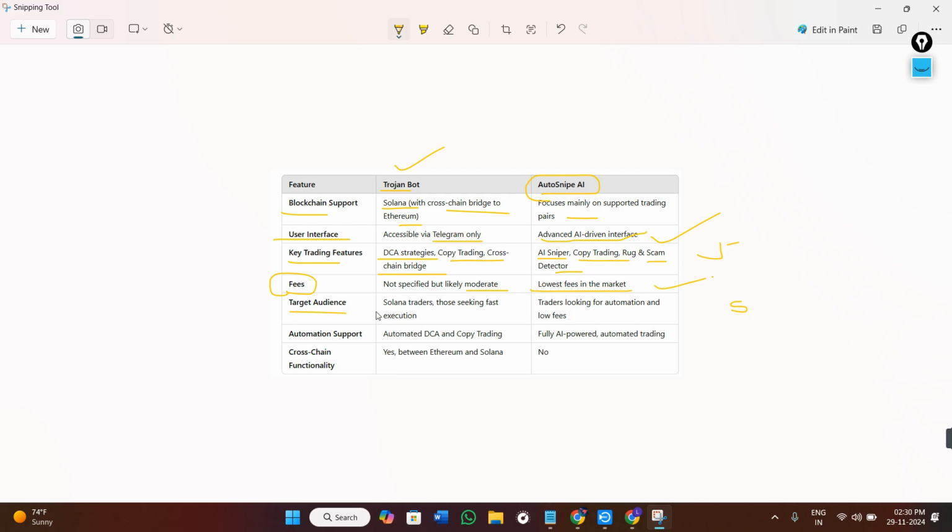Now we talk about the target audience. Trojan Bot is for Solana traders who are seeking fast executions, and Autosnipe AI is for traders who are looking for automation with the lowest fees and who want to use these types of features. Now let's talk about the automation support. In Trojan Bot you will get automated DCA and copy trading, and in Autosnipe AI you will get fully AI-powered automated trading. Now, if we talk about the cross-chain functionality, in Trojan Bot you will get it, whereas in Autosnipe AI you won't get the cross-chain functionality as of right now.